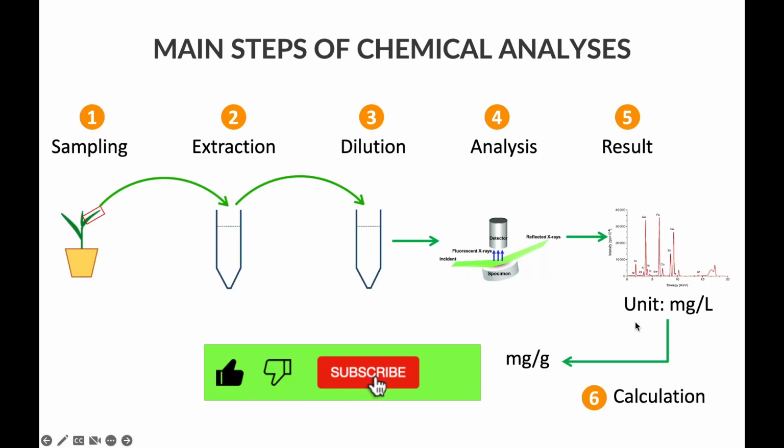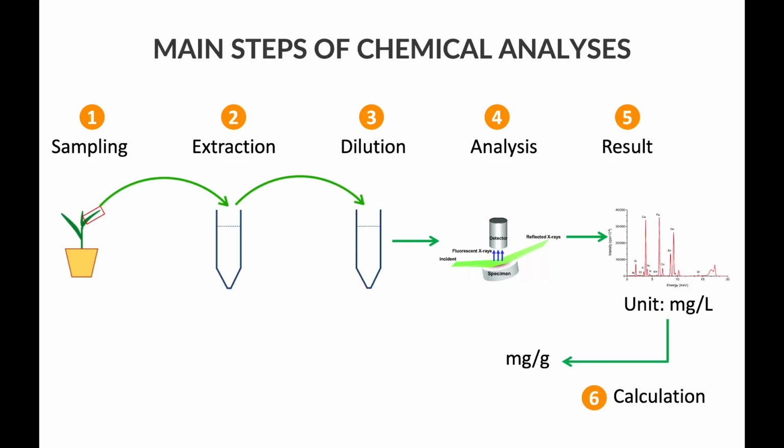Normally the result in this step has the unit of quantity per unit of volume, for example, milligram per liter. So you need to convert this concentration into the content. The content normally has a unit of amount of compound of interest per quantity of the sample, for example, milligram per gram. So today I would like to show you a very simple way to calculate the content of the compound of interest.